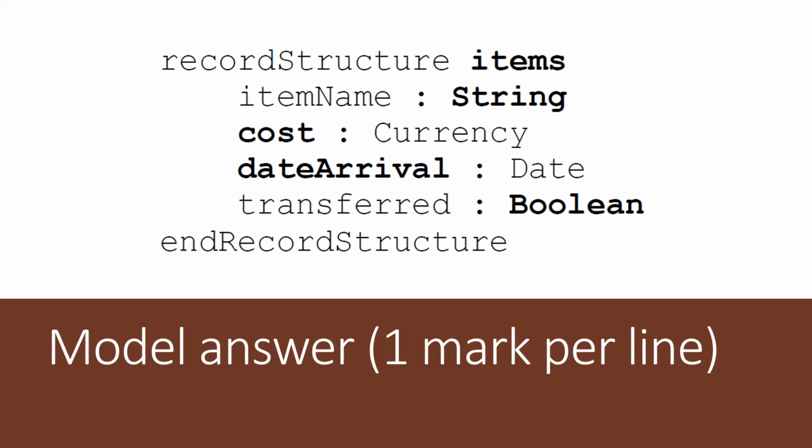So here's a model answer. You can use it to mark your own work. Give yourself 1 mark for each line that you basically got right. Your first line should start with the words record structure and then a suitable name, items, and then for each subsequent line you should list each of the attributes, giving a suitable attribute name and a suitable attribute type. So that's up to 5 marks there.